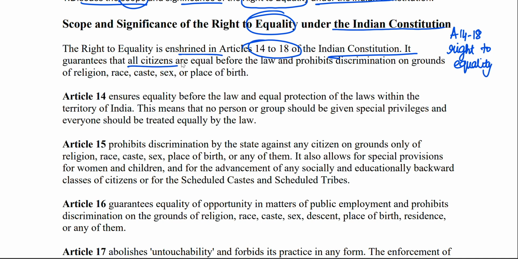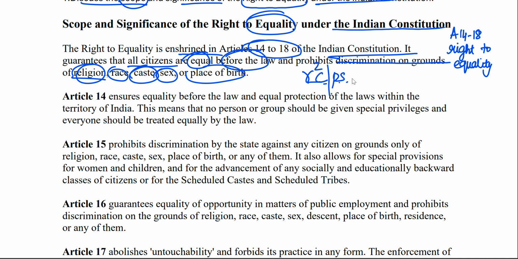It guarantees that all the citizens are equal before the law and prohibits discrimination on the grounds of race, religion, sex, caste, and place of birth. RCPS, right? Race, religion, caste, place of birth, and then we have the sex. So we have RCPS for Article 14, right? So you have like 4 components.